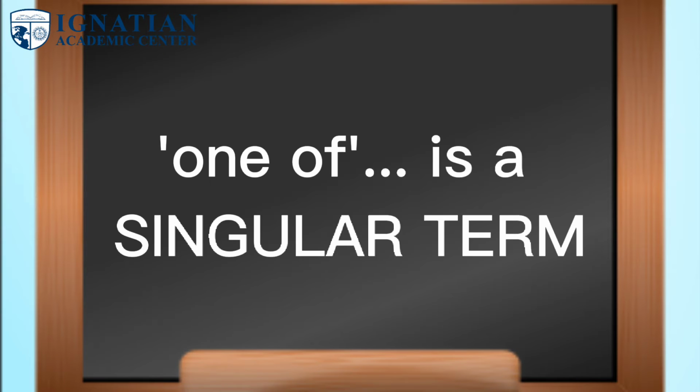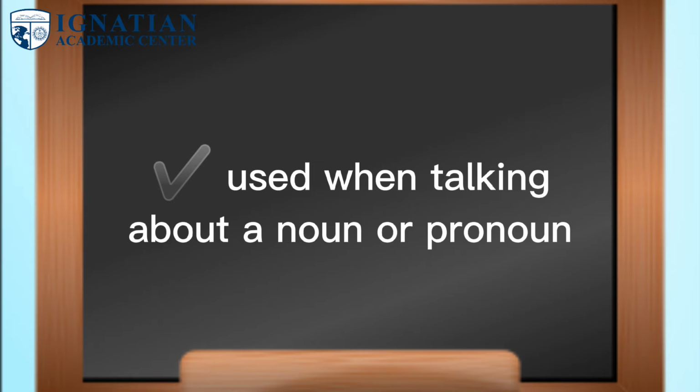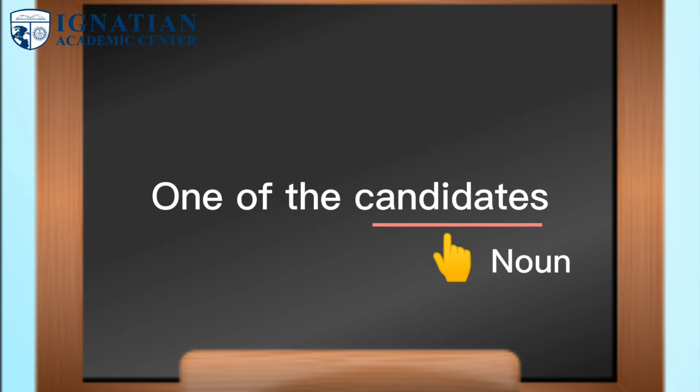First, when considering subject-verb agreement, "one of" is a singular term. It is usually used when the speaker talks about a certain noun or pronoun. In short, the "one of" phrase is followed by either a noun or pronoun. One of them, one of the candidates.